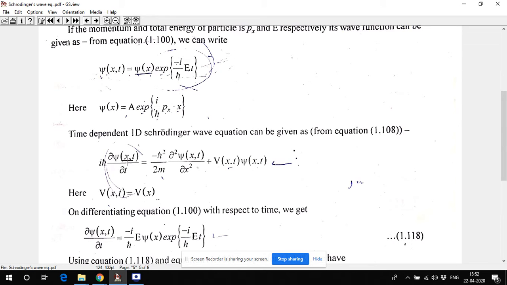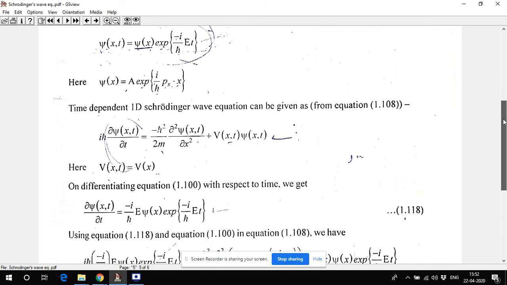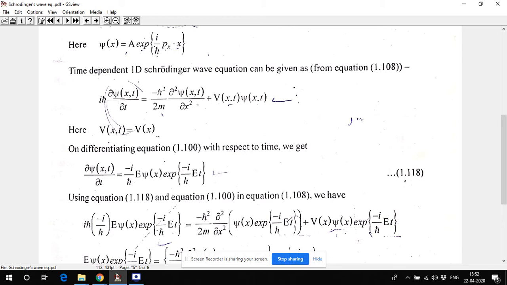Here, if you replace psi(x,t) with this equation, you are differentiating with respect to t. Okay, you are differentiating psi(x,t) with respect to t. Next, here you are differentiating psi(x,t) with respect to x two times, and obviously psi(x,t) you can write there only. So what we can do, I am replacing psi(x,t) now.